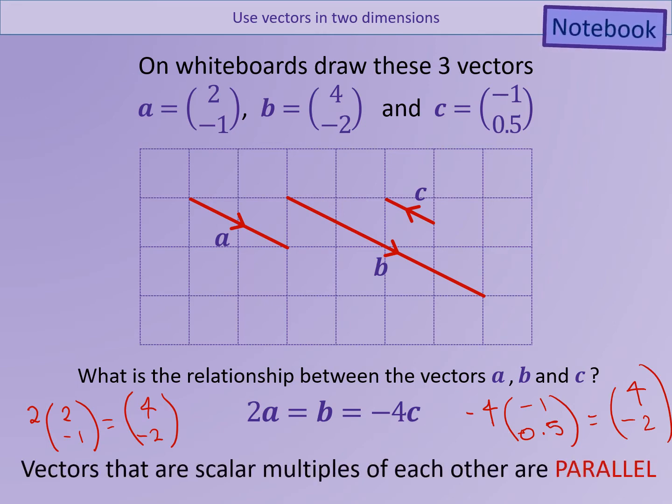Now, because we have this scalar multiple, so we say 2 is the scalar multiple, -4 is the scalar multiple, then all of these vectors are parallel to each other. So if we can find a number, multiply it by both components of a vector to find another vector, then we can say that these are parallel vectors.